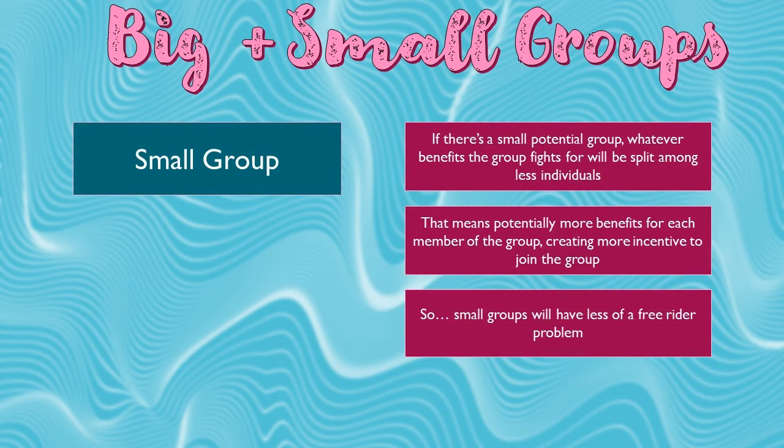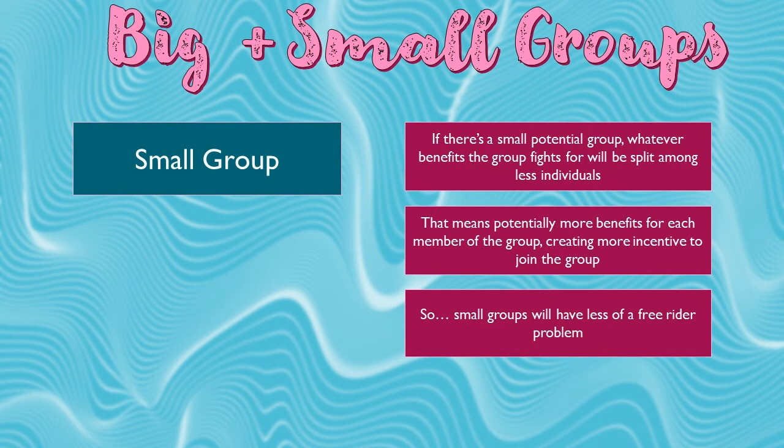So thinking about small interest groups, they have it a little easier here. They may have an easier time even with their group members. With a small group, especially if there's a small potential group, any benefits that the interest group wins, anything the interest group can push for and change, those benefits are going to be split among fewer people. So that means there's more benefits for each member of the group, and there's more incentive for each member of the potential group to join the actual group.